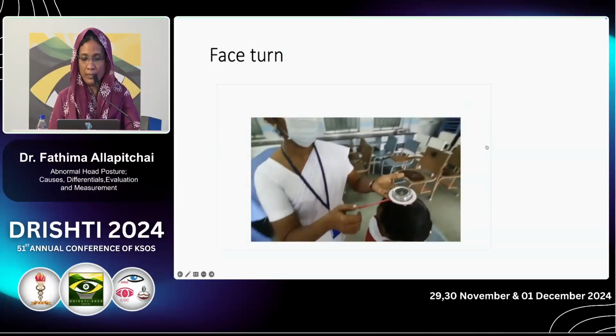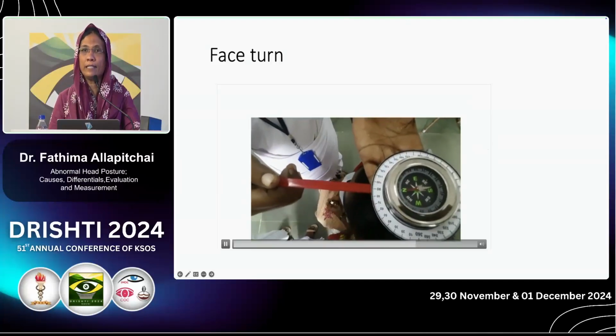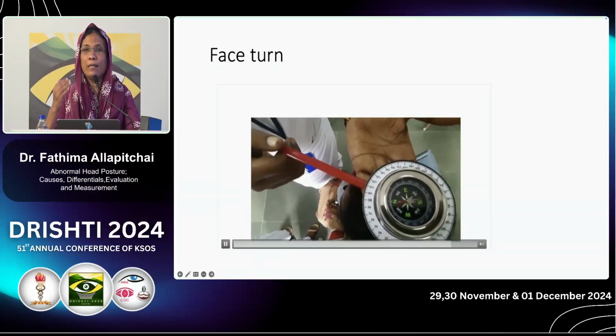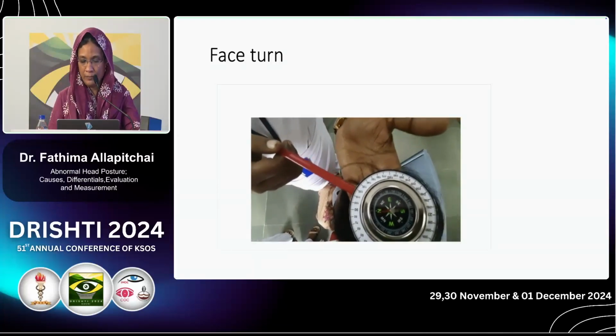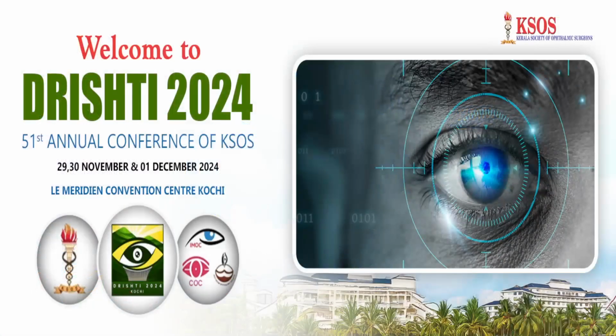So the other arm is taken care of by the compass. Now this single arm can be aligned with the nose, and the reading will be obtained from the yoke dial. For a particular seat arrangement, we need not turn the yoke dial thereafter. So to conclude, the determination of cause, thorough evaluation, and proper measurement of anomalous head posture are the key factors in management. Thank you for your listening.